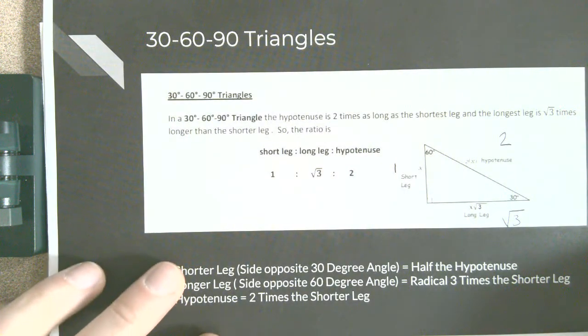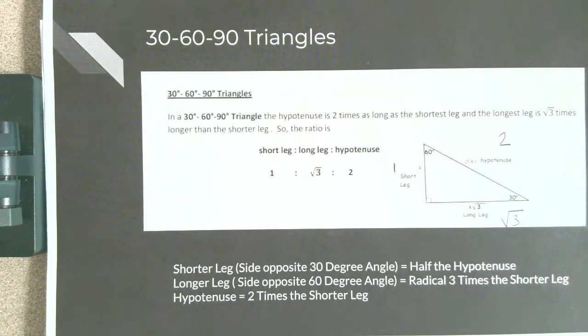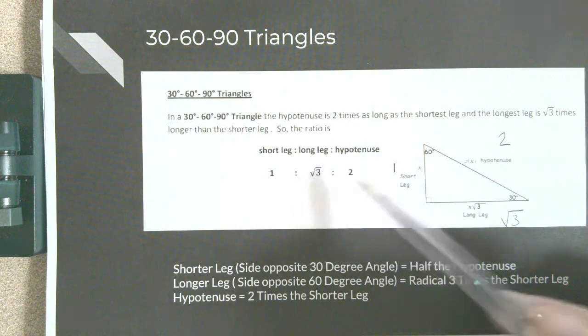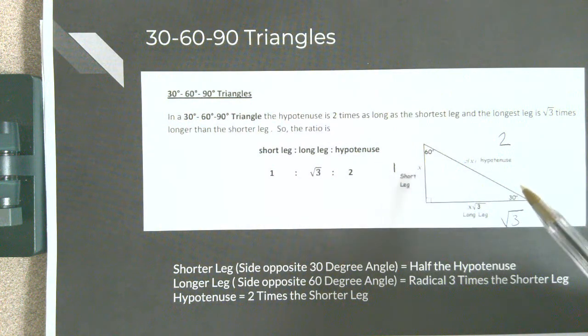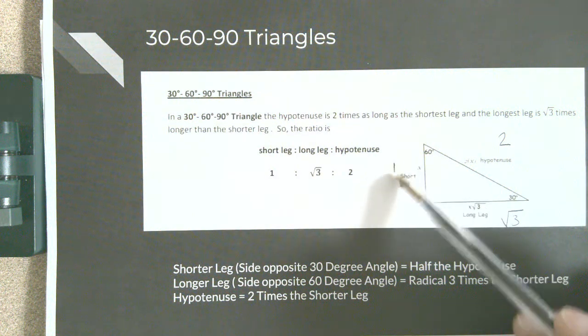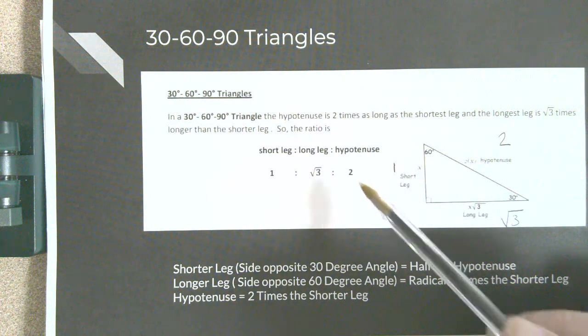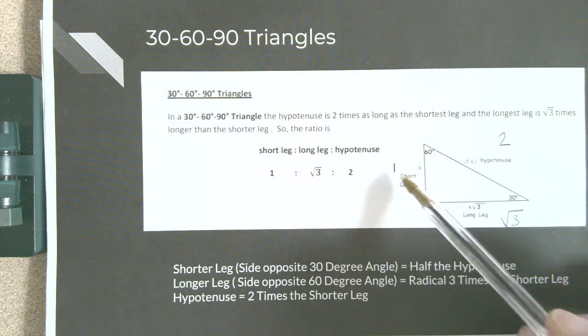Okay, so in our song that we just listened to, the ratio for the 30, 60, 90 is 1, root of 3, 2. So when you're setting that up in your picture, the 1 is always the shortest side. So they're in order from smallest to biggest. So 1 is the shortest side. It will always be opposite of your 30-degree angle. The square root of 3 will always be opposite of your 60-degree angle, which is kind of the longest leg. And then your 2 will always be the hypotenuse.